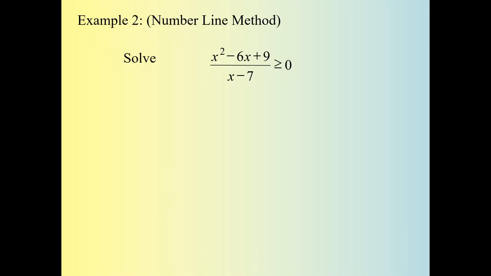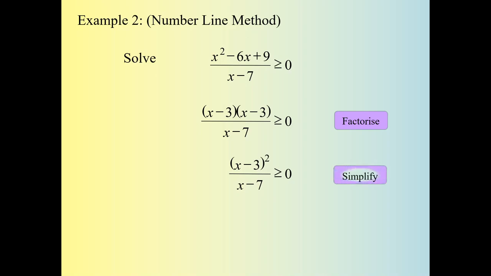Let us look at number 2. We are going to use the number line method again. Solve (x² - 6x + 9)/(x - 7) is greater than or equal to 0. So we factorize the quadratic expression and we simplify: (x - 3)²/(x - 7) is greater than or equal to 0.